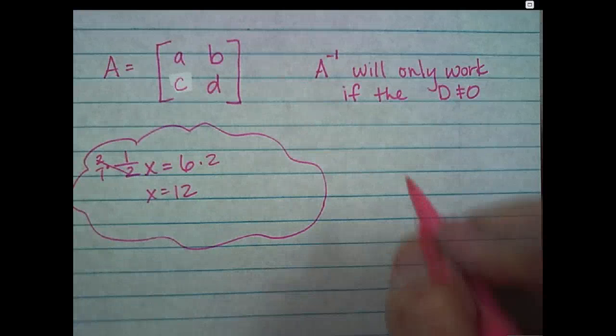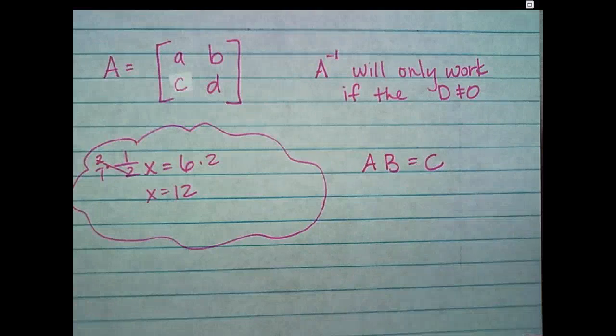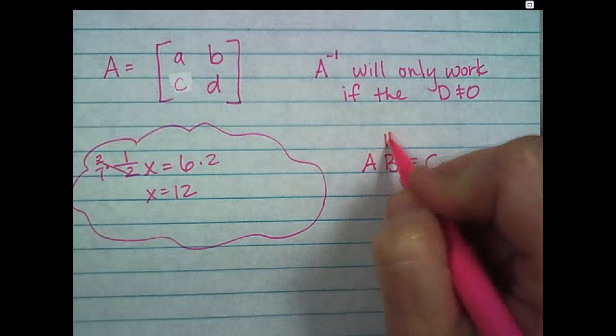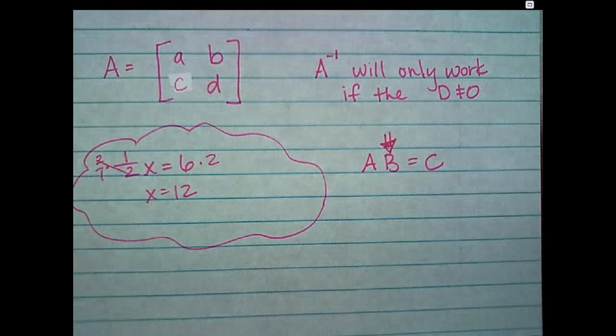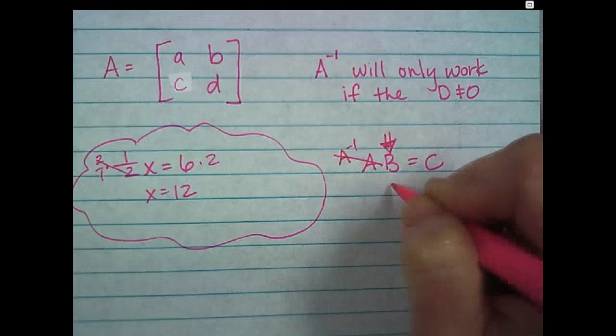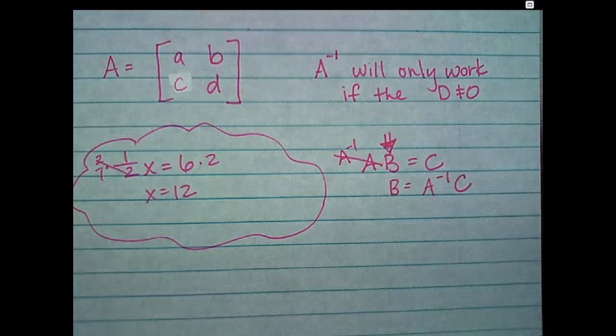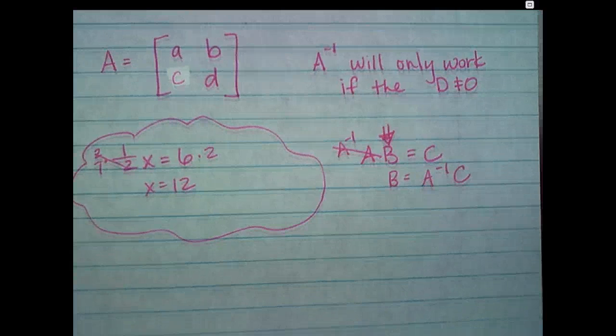So if I gave you something like A times B equals C, if you were trying to solve for B, you would normally divide by A, but you can't. So instead, you're going to multiply by the inverse. So then B would equal the inverse of A times C. Okay, so that's the reason we need an inverse. But let me show you how to find one by hand.